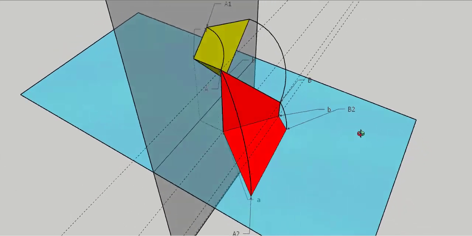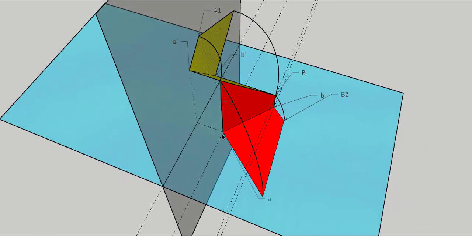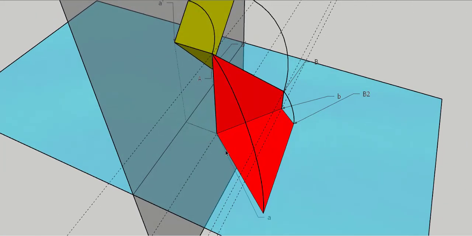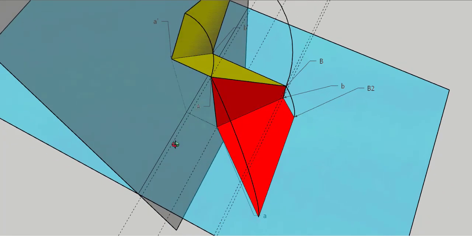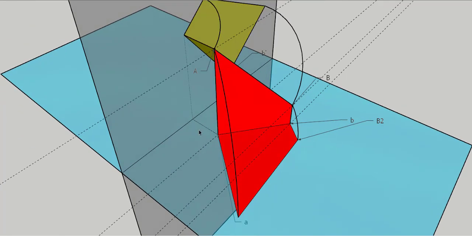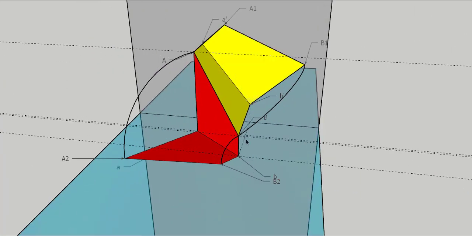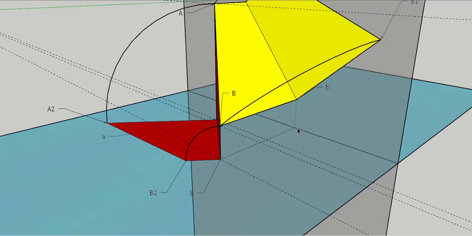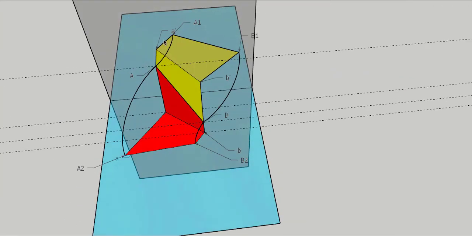Similarly, here in this case, that small a, capital A2 length is exactly the same as the distance of A dash from the XY line. Similarly here, B2 is exactly the same as the distance of B dash from the XY line. So keep that in mind when you're doing it. Just by drawing some perpendicular lines and taking the measurements of the points from the XY line, you are getting the true length. It is that simple.